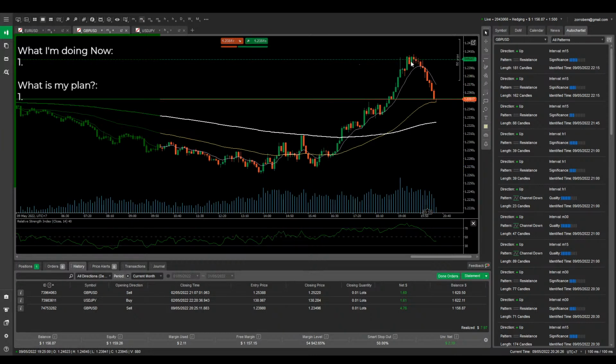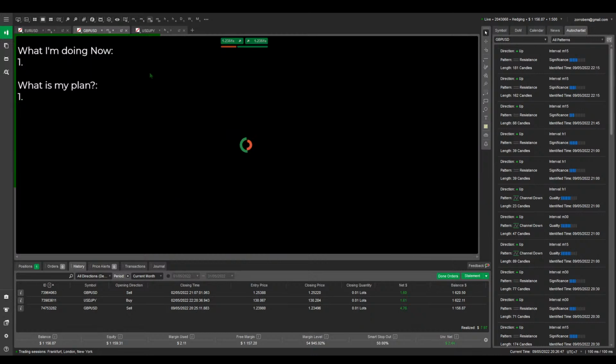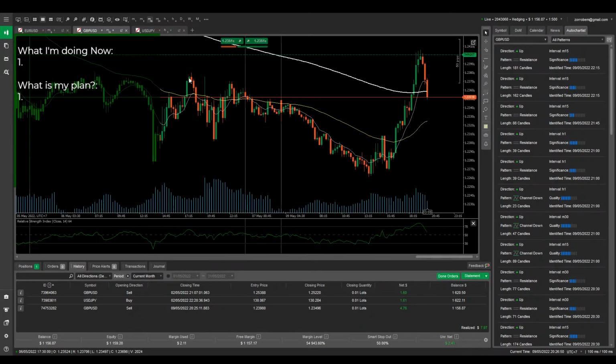I took a sell from here on top, and the reason I took a sell was I based it on auto chartist. So auto chartist right here, it gave a signal on the 15-minute. If I go to the 15-minute right here, it doesn't show. Hold on. It doesn't show my auto chartist window.